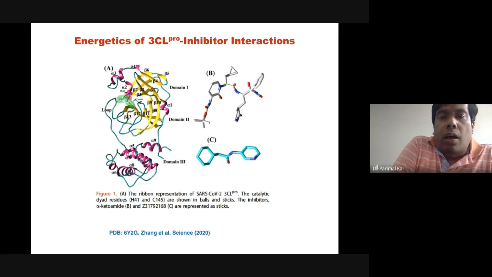Okay. So this inhibitor, figure B that is shown, that paper was published in the magazine Science, and we will try to understand what the different interactions are that control the binding. Using that, we can of course modify the inhibitor further and make it even more potent. Okay, so that would be the objective.